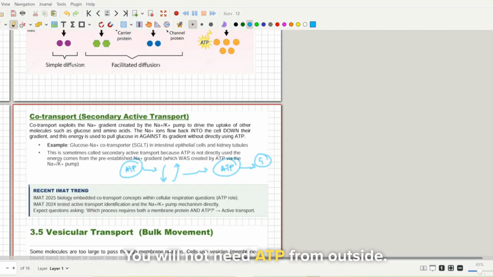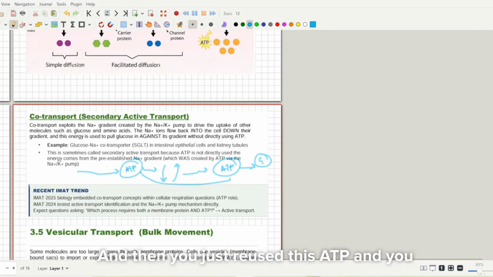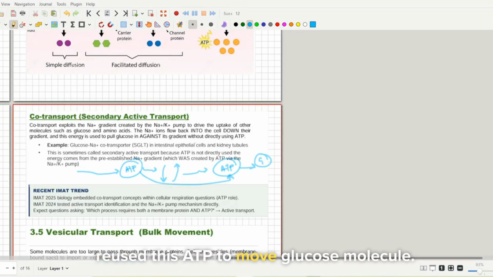You will not need ATP from outside. You can just create unlimited ATP using these sodium ions. You can recreate ATP again and again, but this is not a broken or cheat code, because you know that the ATP actually came from outside. This ATP came from outside, and then you just reused this ATP to move the glucose molecule. So this is secondary active transport.